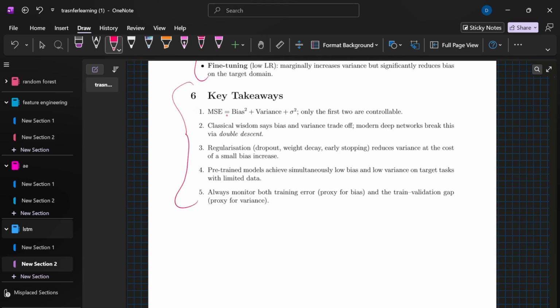So all right, a quick recap. First, total error equals bias squared plus variance plus irreducible noise. You only need to know that only two of these things are in your control. Second, classical ML says that bias and variance trade off. Modern deep learning breaks this into a double descent.